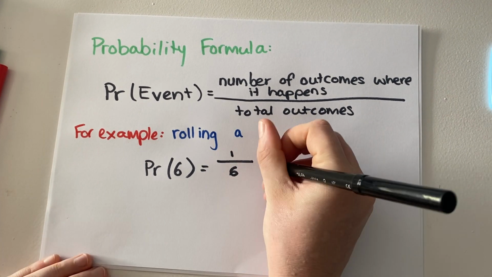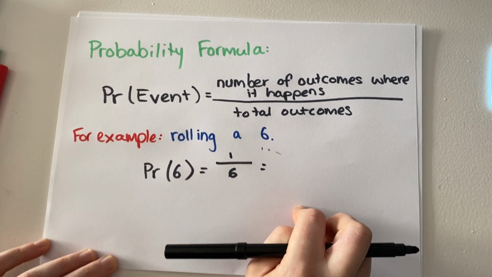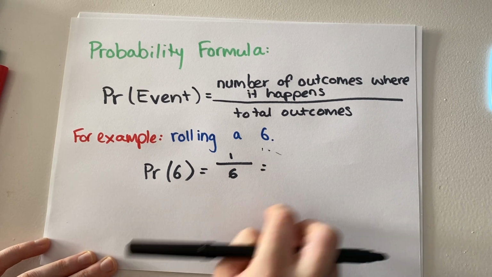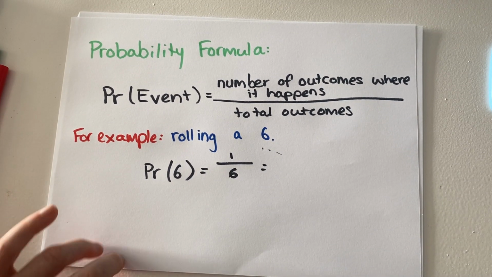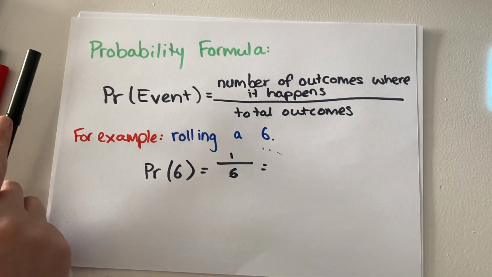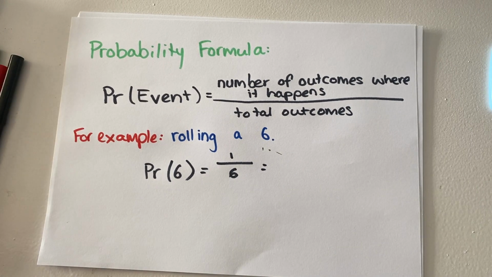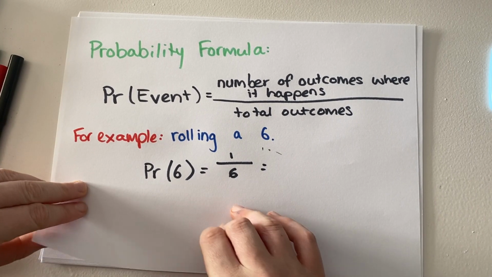You can leave that as a fraction, or you can turn it to a decimal or a percentage. But fractions tend to be a little bit nicer, ironically, in this one. So that's the probability formula we're going to use. The other thing I'm going to show you is some helpful fractions, decimals, percentages to know.